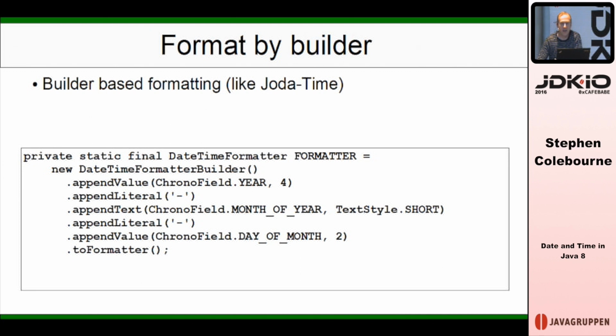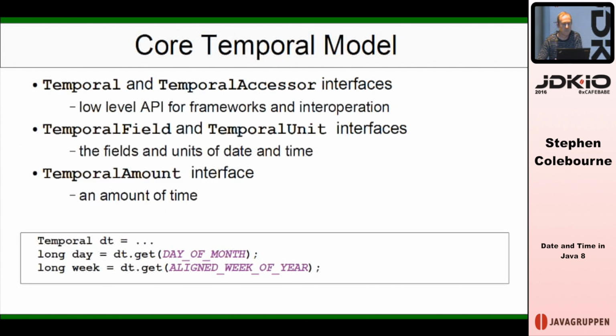There's the builder. So we're creating the builder, we're appending the year value for 4 characters, a dash, month, short, a dash, day of month, 2. And there's a lot more power in that builder if you need it.